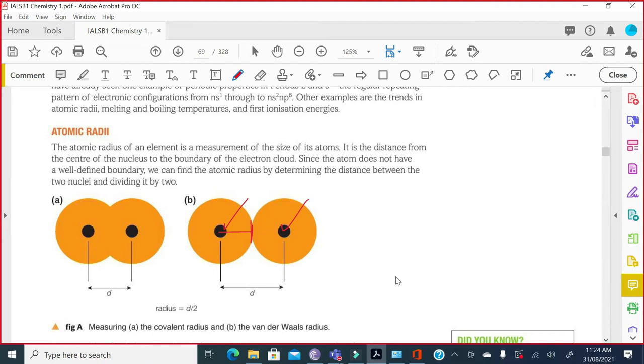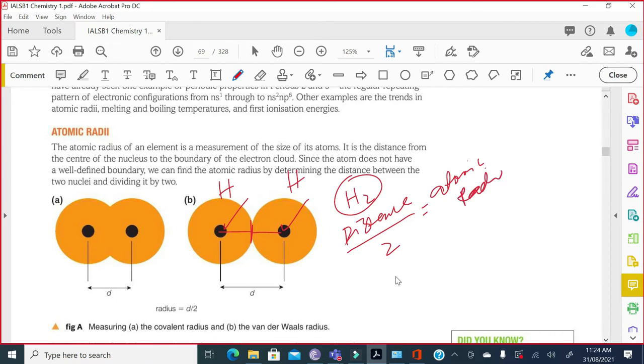So if, for example, this is hydrogen and this is another hydrogen, if you have two hydrogens here with you, it's an H2 molecule actually. The distance between these two is taken completely, and this distance is divided by 2, and you get the atomic radius. Okay. So radius is the distance divided by 2. This is first of all to understand it.